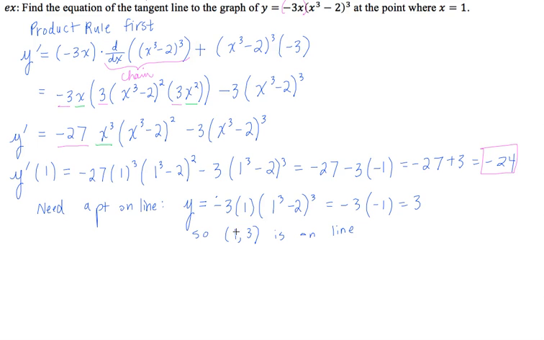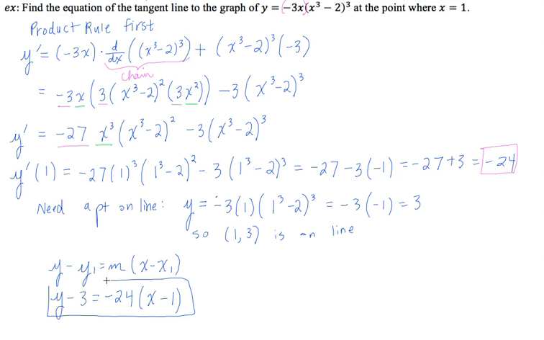So that's my x1, y1 that I'm going to use when I plug into y minus y1 equals the slope times x minus x1. So y minus 3 equals, the slope is negative 24 times x minus x1, right there is 1. And that is a perfectly acceptable answer right there.